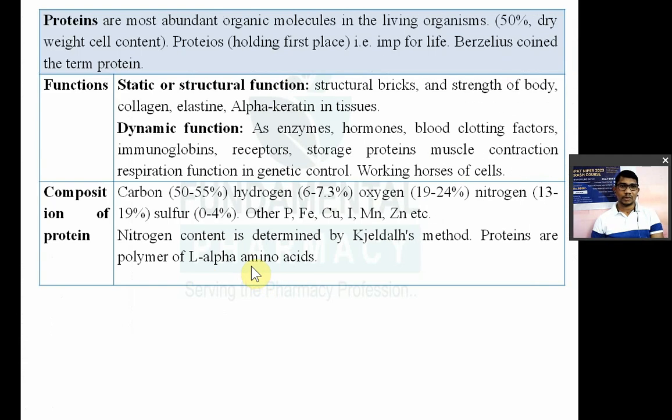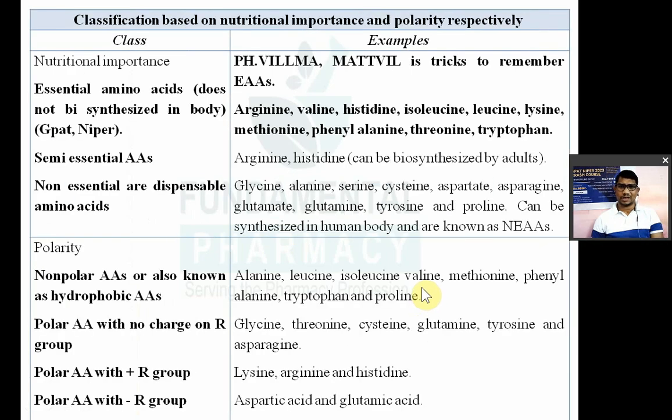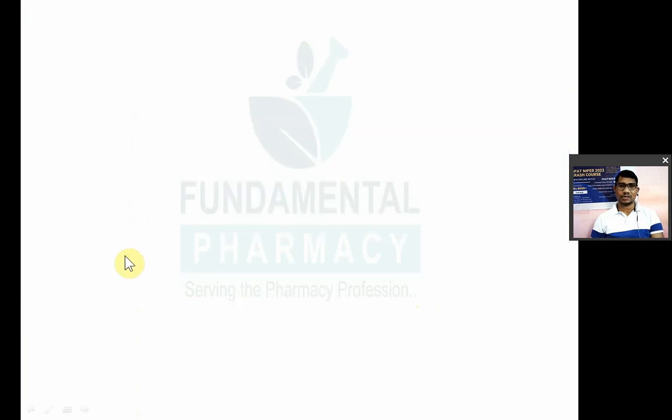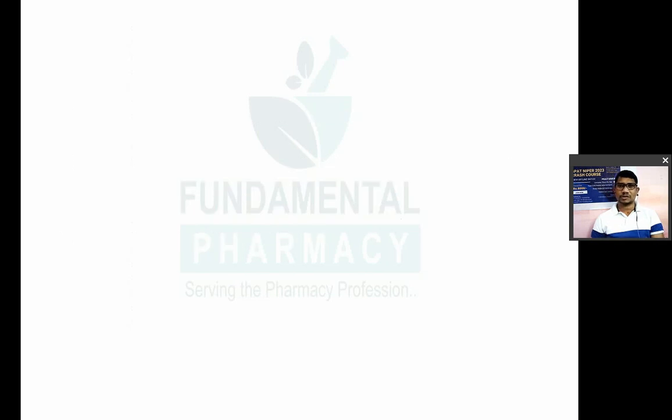We have already seen the functions of protein, static function and dynamic function, and the elemental composition of proteins. We have seen the basic structure of amino acids. Then classification of amino acids based upon nutritional requirement, polarity, and source. Whatever skeleton remains after metabolism, if it is used as a precursor for production of sugar, then it is glycogenic, and if it is used for the production of keto acid, then it is ketogenic.